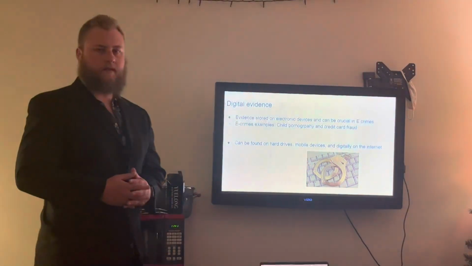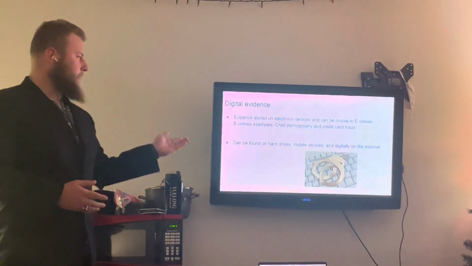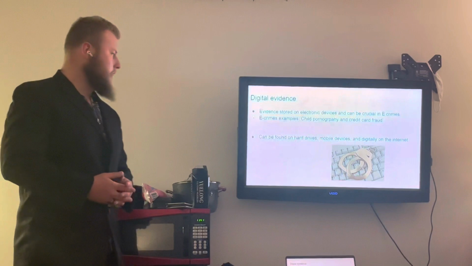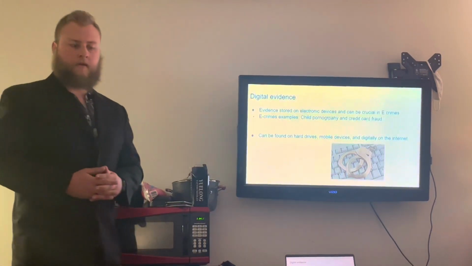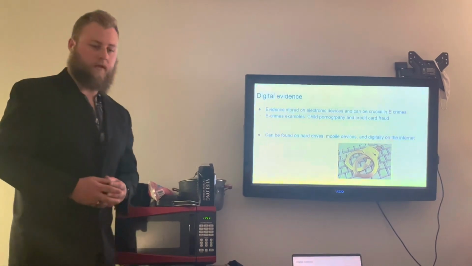Digital evidence is very common among e-crimes. A couple of examples of e-crime are child pornography and fraud. Electronic evidence can be found on hard drives, mobile devices, and via the internet.